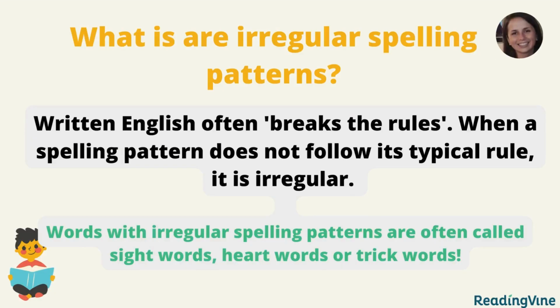Written English often breaks the rules. This means that there are exceptions to just about every phonics pattern that readers will learn. When a spelling pattern does not follow its typical rule, it is irregular, and its sound and spelling must be memorized. Words with irregular spelling patterns are often called sight words, heart words, or trick words.